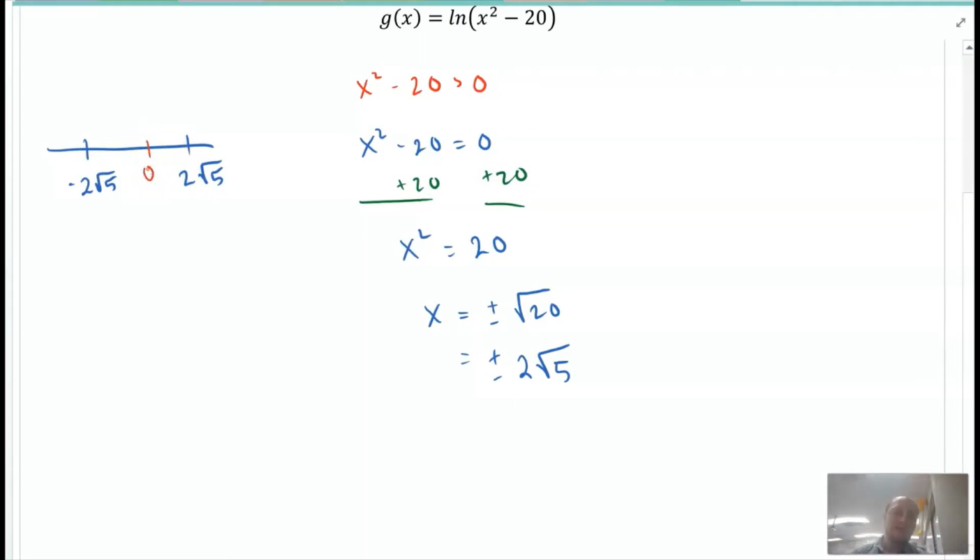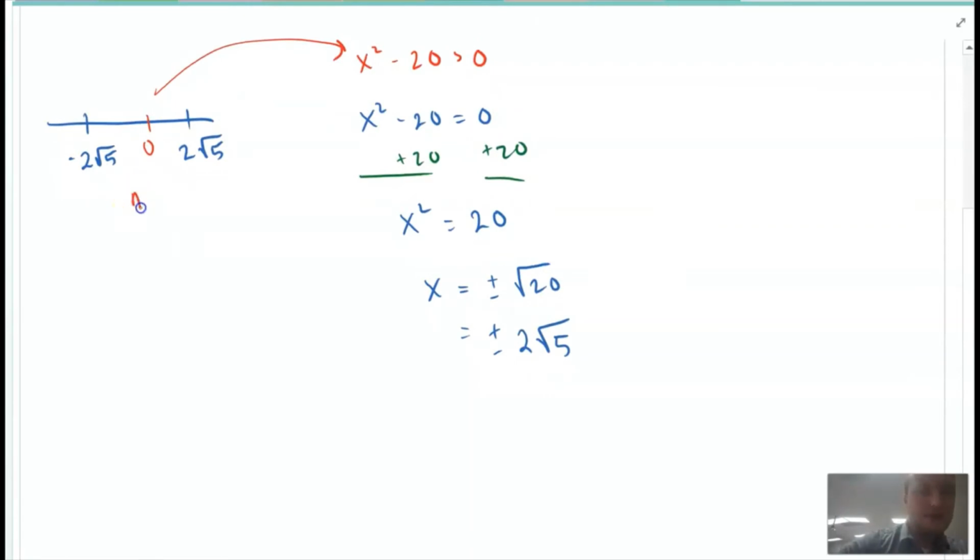So when I plug in 0 into my logarithmic argument, we get 0 minus 20 is greater than 0. And this is false, right? Negative 20 is not bigger than 0. So we know that this is not the solution region, right? I'm going to have negative argument values here, and on the outside, I will have positive argument values. Okay, so that's our restricted domain.